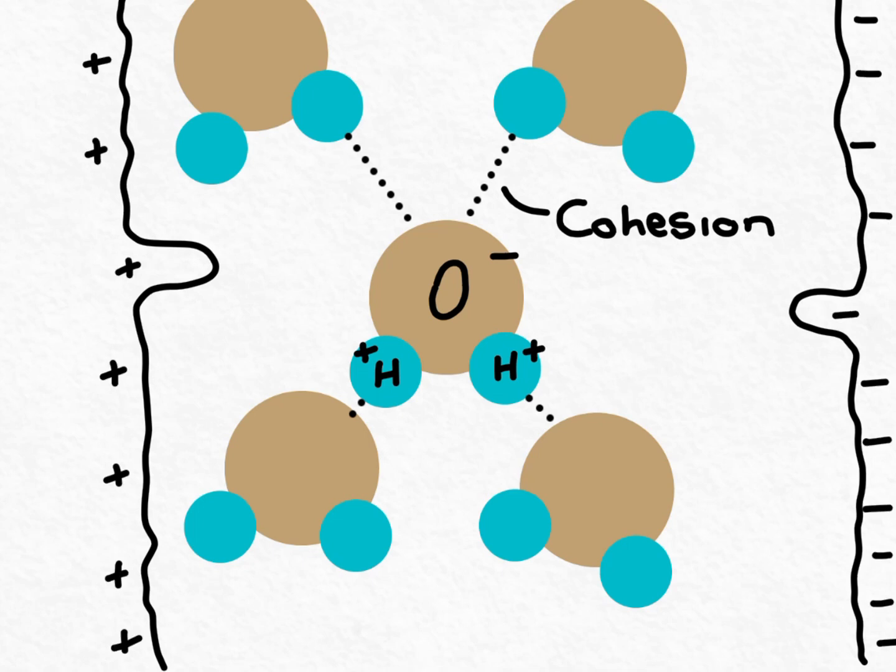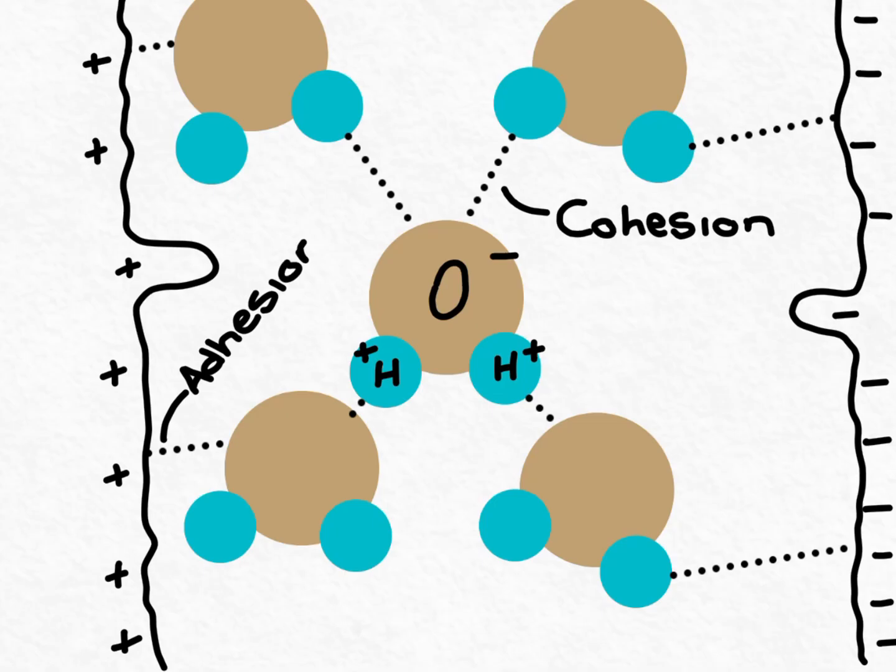Now, in the walls of the xylem vessels are also different types of chemicals with different charges, either positive charges or negative charges. Now, if there are positive charges in the walls, that means that the oxygen atoms will be attracted because the oxygen atoms are negatively charged. So negative will be attracted to positive. If there's negative charges in the walls of the xylem vessel, then the positively charged hydrogen atoms will be attracted to these charges because opposite charges attract. Now this is called adhesion.